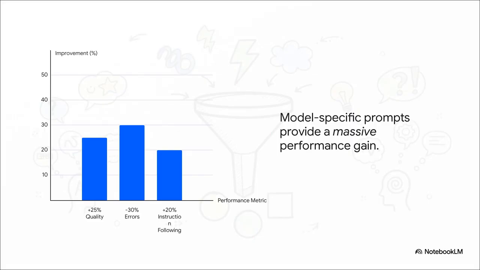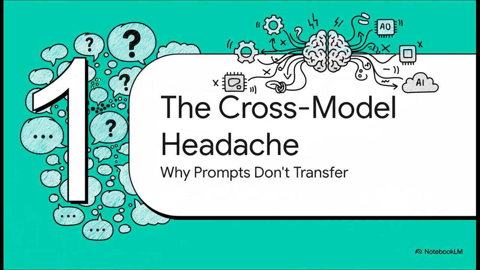And the payoff for figuring this out is, well, it's huge. We're not just talking about making your life a little easier. The research is clear. When you tailor your prompts to the specific model you're using, you can see up to a 25% jump in response quality, a 30% drop in errors, and a 20% boost in how well the model actually follows your instructions. I mean, that is a massive performance gain that most people are just leaving on the table. So let's call this what it is, the cross-model headache.